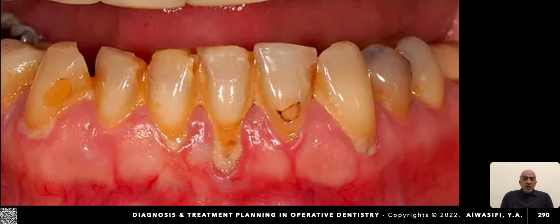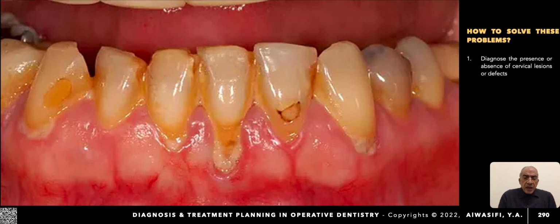I would like to ask you how to solve these problems. Number one, how to diagnose the presence or absence of cervical lesions or defects. Already the cervical area is covered by dental plaque. Is it a plaque, or is it a demineralization, or both? Demineralized cavity or starting cavitation superimposed by plaque and deposits or calculus.